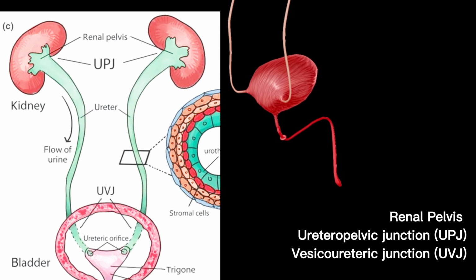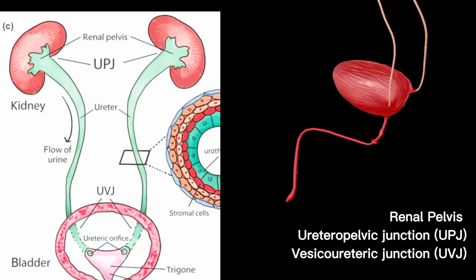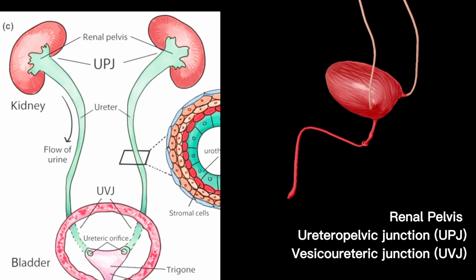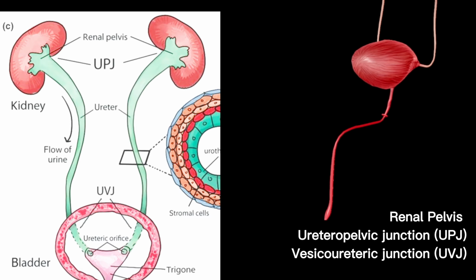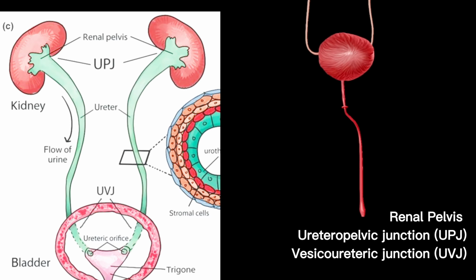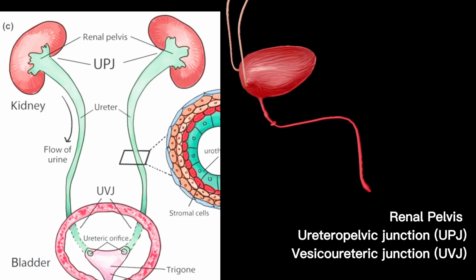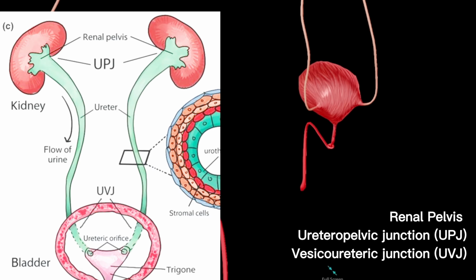Ureteropelvic junction is the narrowest part of the ureter, located where it connects to the renal pelvis. It serves as a valve that prevents urine from flowing back into the kidney. Vesicoureteric junction is the point where the ureter meets the bladder. It also serves as a valve that prevents urine from flowing back into the ureter.